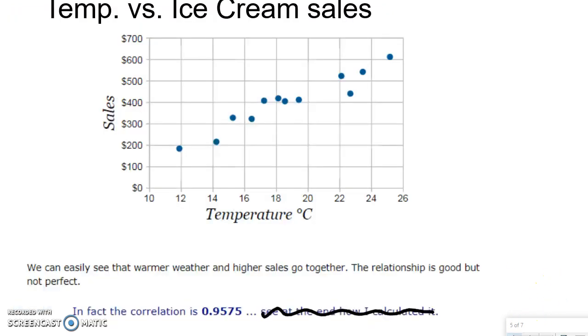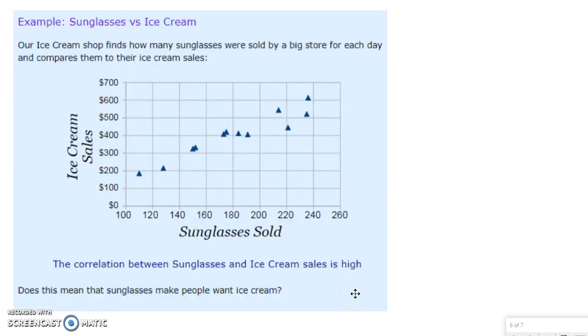Okay, so here, temperature and ice cream, the temperature outside does make people want to buy ice cream. So that is a causation. But here, the sunglasses sold and the ice cream sales do have a correlation. You can see on the graph that they are both increasing at the same time. But it is not a causation. That does not make people want to buy ice cream.